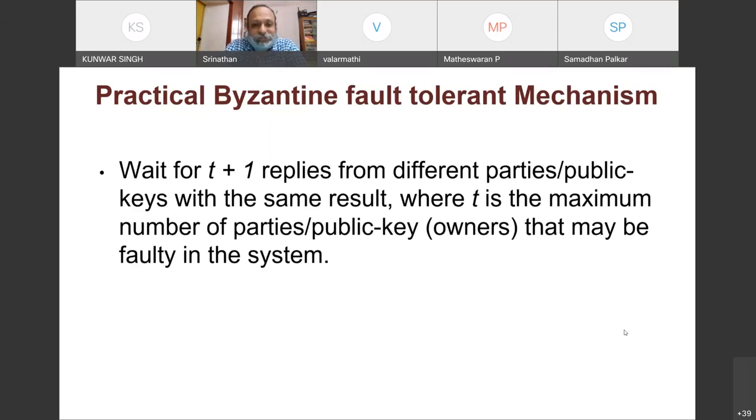So in case it's a closed system, then you don't need the proof of work because you know who are all to be part of the agreement, and therefore you could run an agreement protocol.